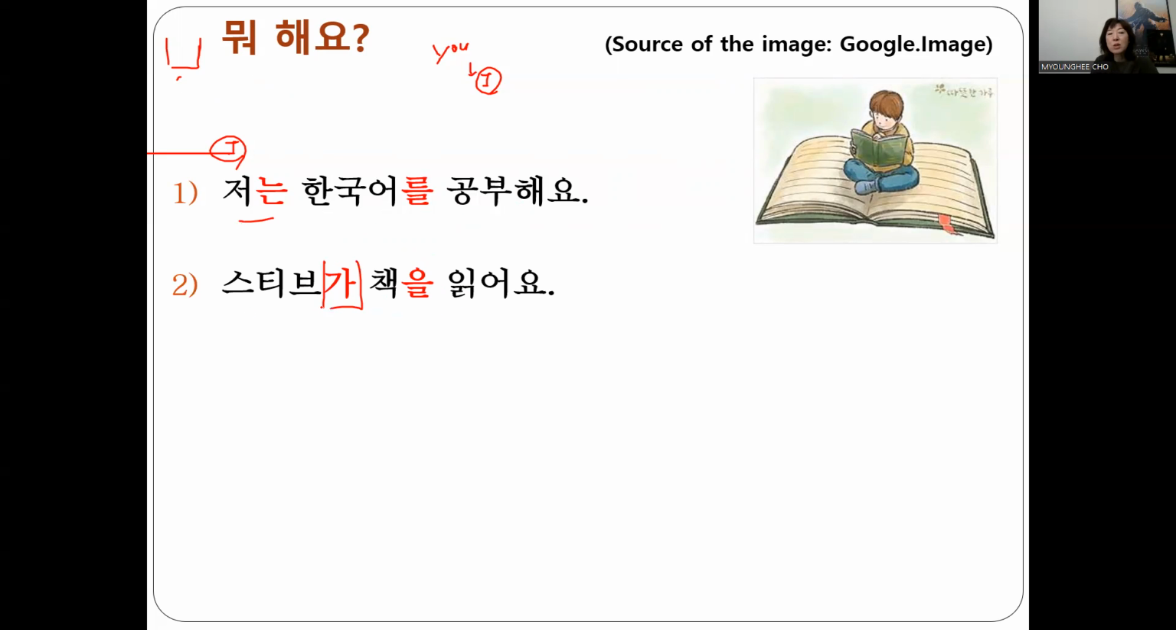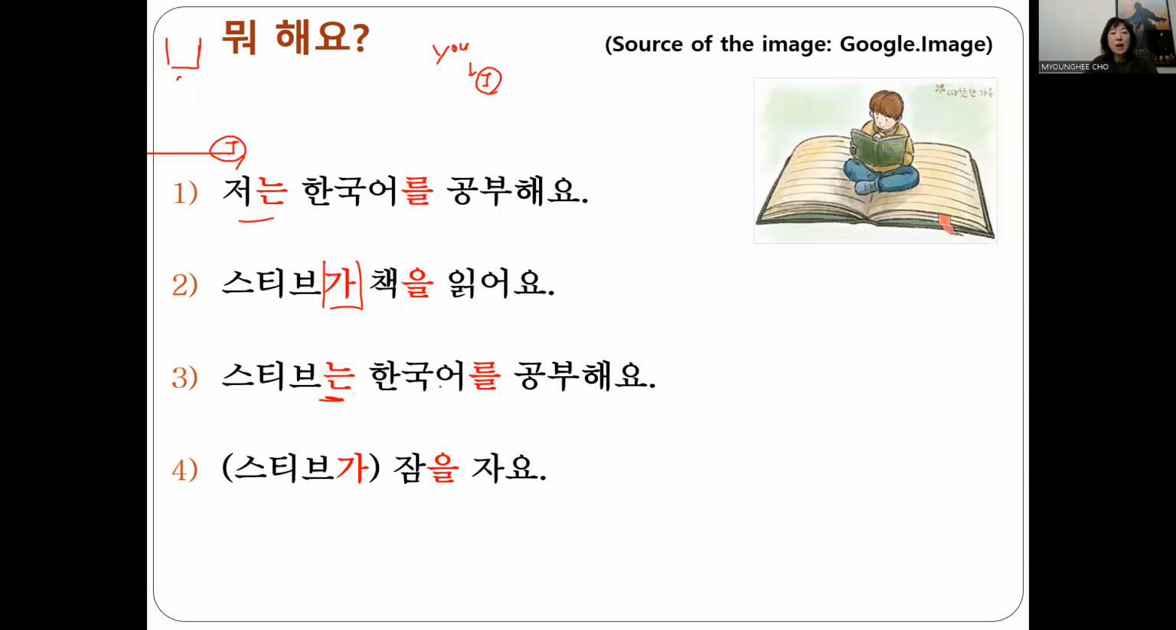In this case I used 가. Based on the context, you can use a topic marker or a subject marker. There is not enough context, so I'm giving you possible responses in many different cases. Or you can use 스티브는. If 스티브는 뭐 해요? Then you can answer 스티브는. 스티브가 뭐 해요? Then you can answer this way. 한국어를 공부해요. Study Korean.